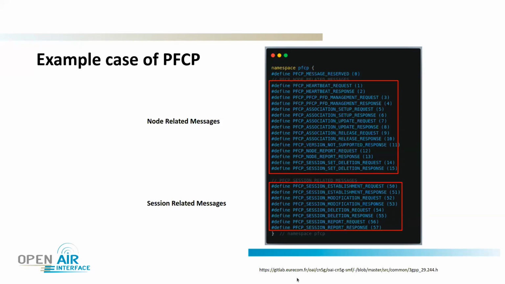For example, as I mentioned earlier, we specify the constants or enumerations in the src common folder. So you will see this kind of enumeration or definition under the src common or 3gpp 29244.h header file.